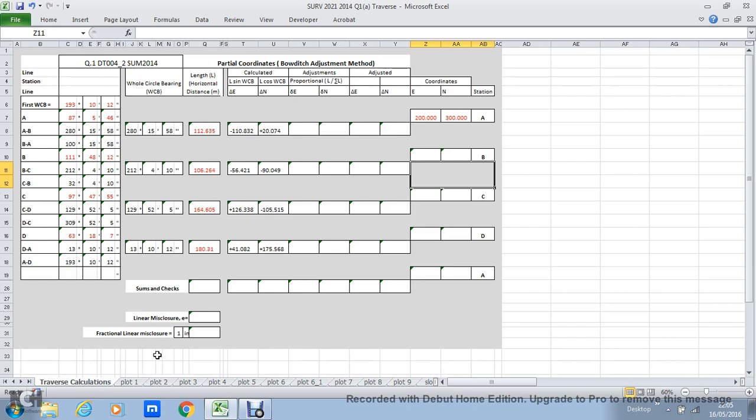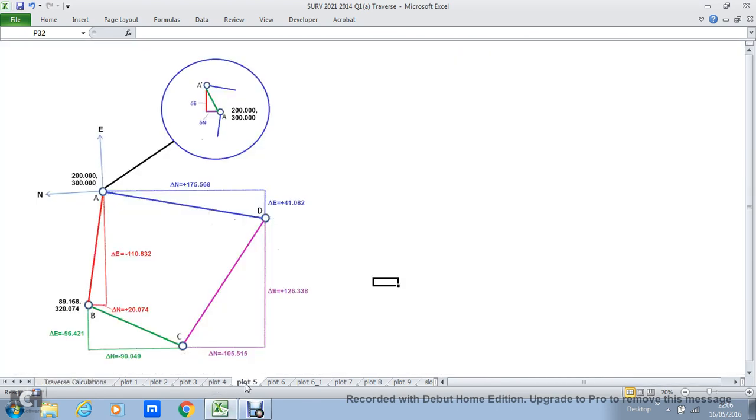Okay, I'm about to reveal it now. And you can see that these are the values here, 89.168 and 320.074. So if I reveal it here, you can see I put those coordinates in like so. Now you have the coordinate of point B. I suggest that you work your way around and work out the coordinates of C and D and also A prime. Because remember what I said, you're not going to get back to A, so you're going to get a different answer when you add these on.